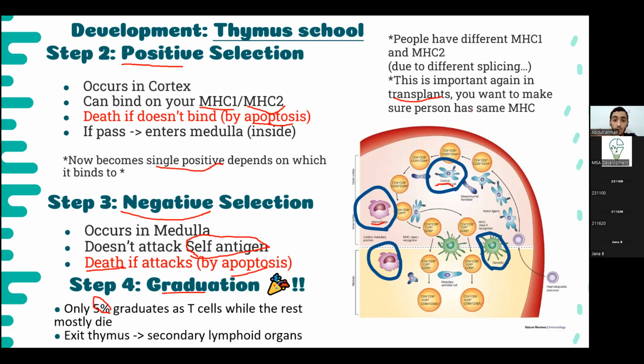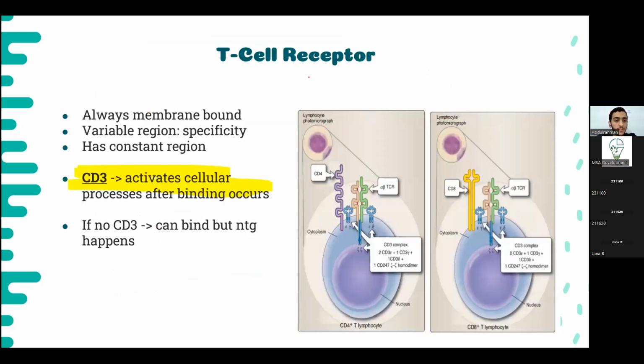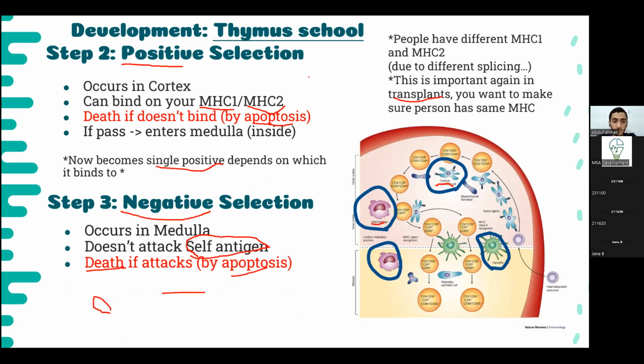You want to transplant someone with an MHC that is identical to his MHC, because this MHC presents a specific antigen. If it was different, then your T cell thinks that this is an infection and it's going to attack it. This part is not important for you, but I just put it here so that you can know why we have this positive selection and negative selection. Okay, this is basically all about the development of T cells.